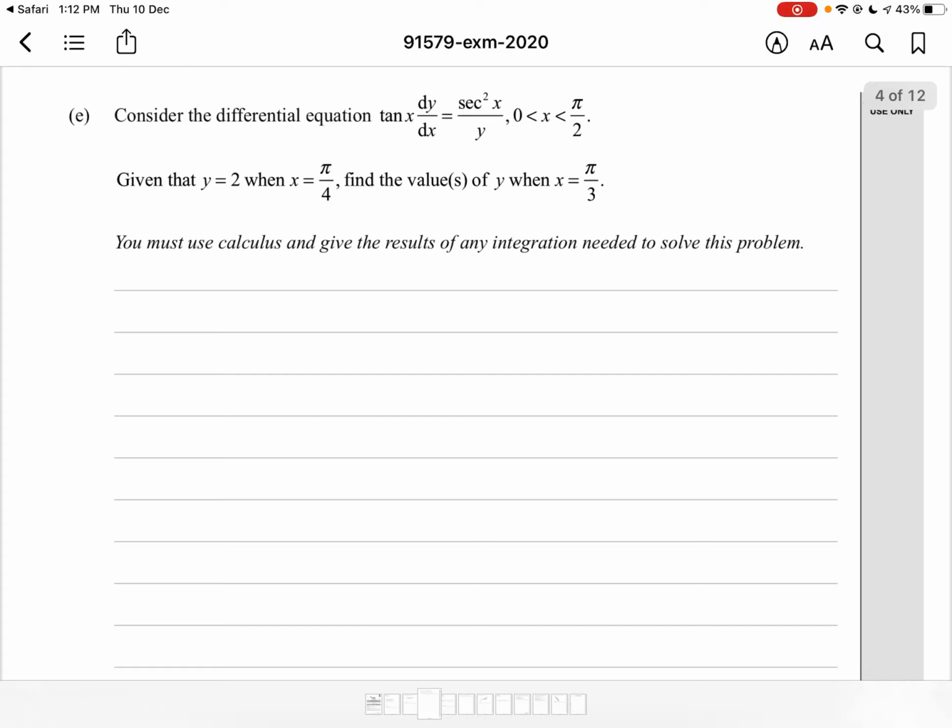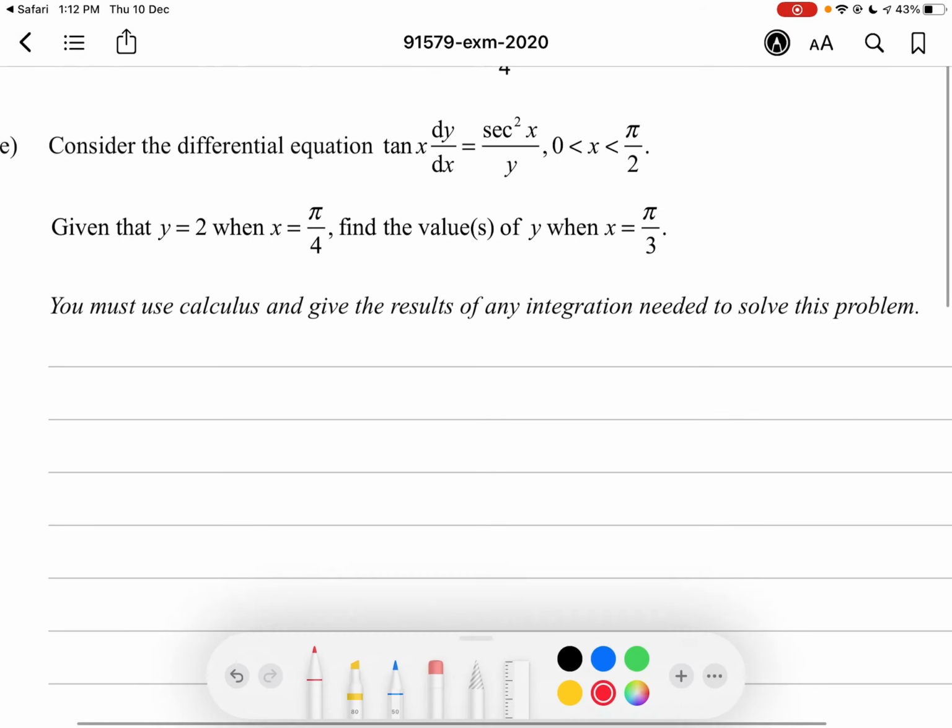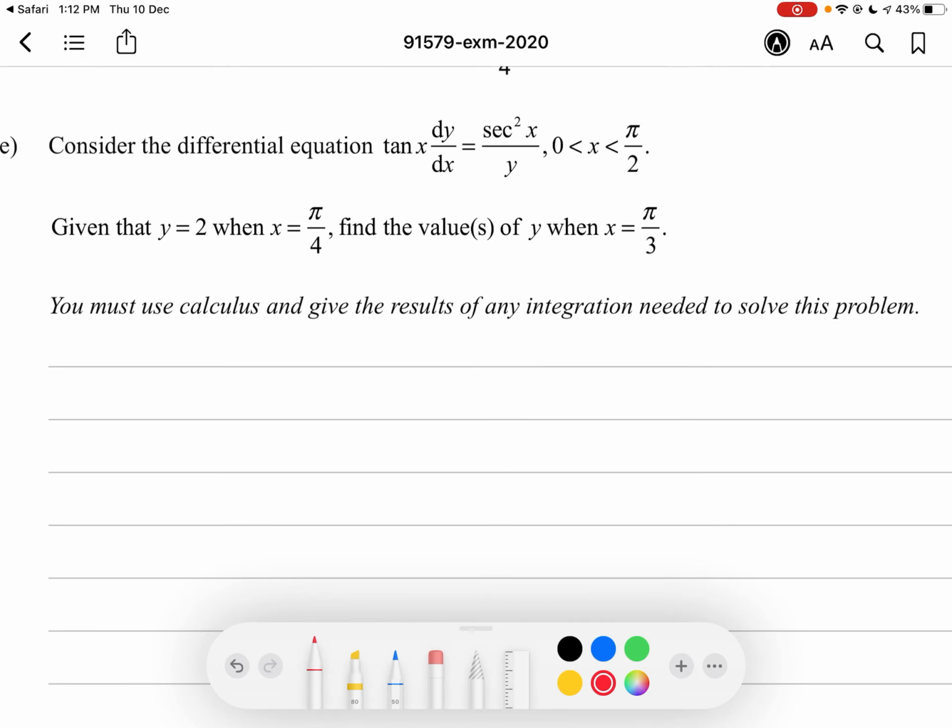Right, so this is a separable differential equation, so we're going to separate it so that we have x on one side and y on the other. So in this case, we can multiply both sides by y and divide both sides by tan x. So we'll get y dy over dx equals secant squared x over tan x. And we can say that the integral of y with respect to y equals the integral of secant squared x over tan x with respect to x.